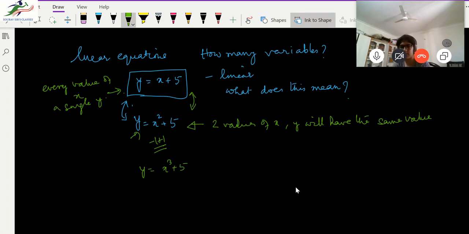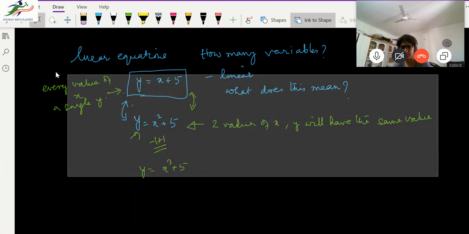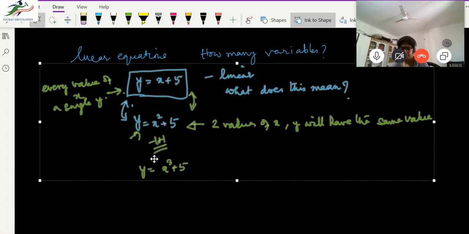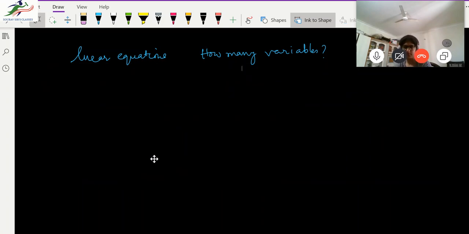Okay. So the physical meaning of the first one and the second one is that for every value of x, there will be one value of y, right?